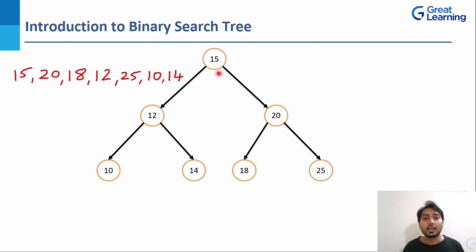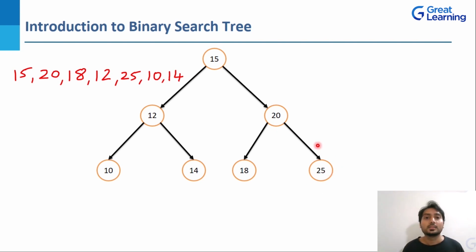Next, we have the input 12. If you compare 12 with 15, what is it? Smaller. So move to the left side. So 12 will be placed here. Next up, we have 25. When you compare 25 with 15, it is greater. So move to the right. Compare with 20, again it is greater. So move to the right, as simple as that. So 25 will be placed here.